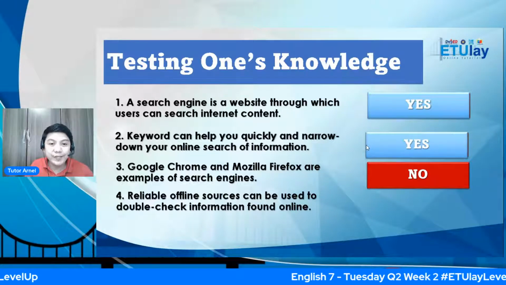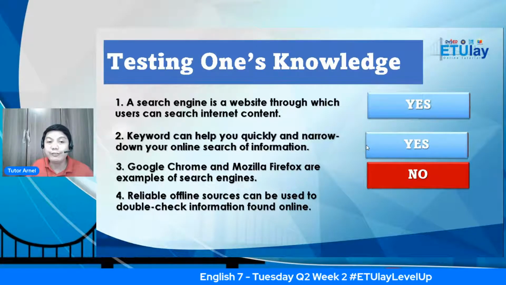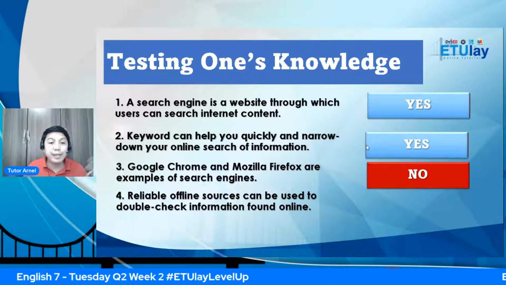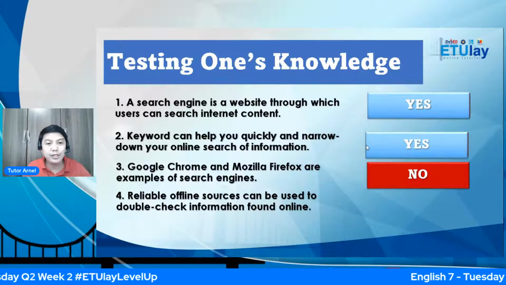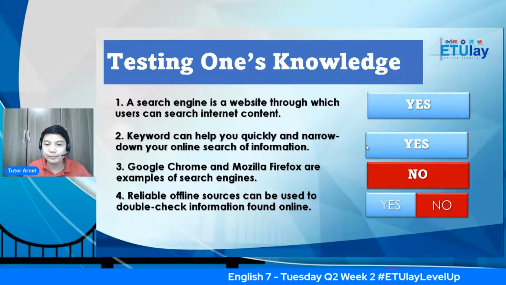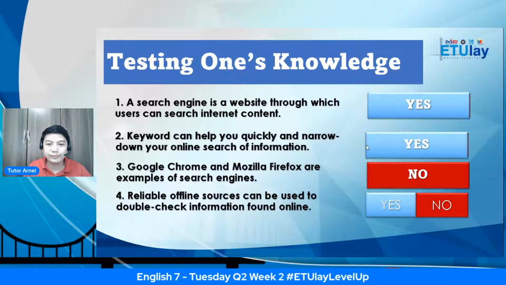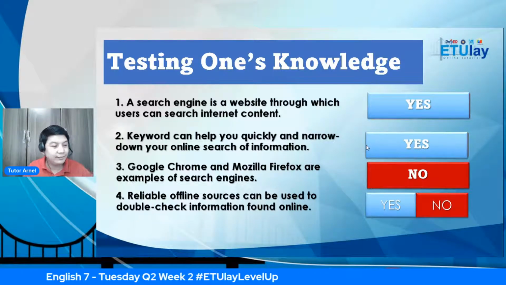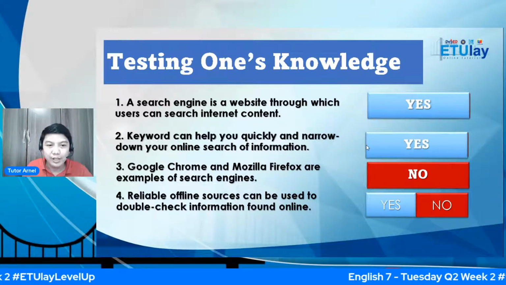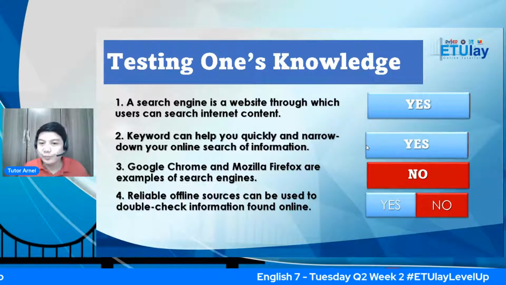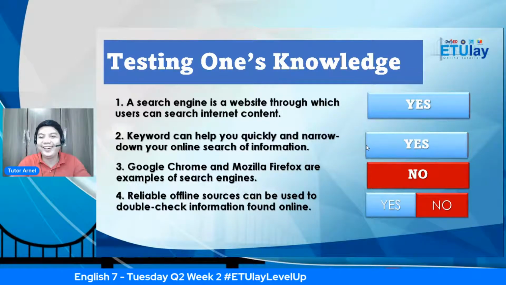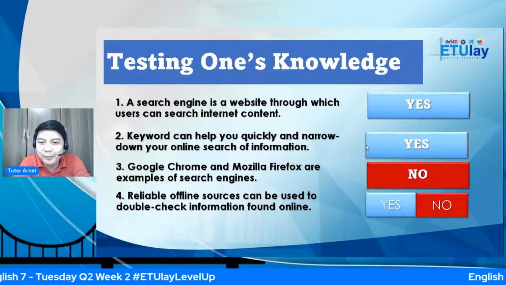Okay, so let's have the fourth one. Reliable offline sources can be used to double check information found online. So is it a yes or no? Okay, so number four, is it a yes or no? Okay, yes, a lot of you are still typing web browser. Okay, so we will not forget that.